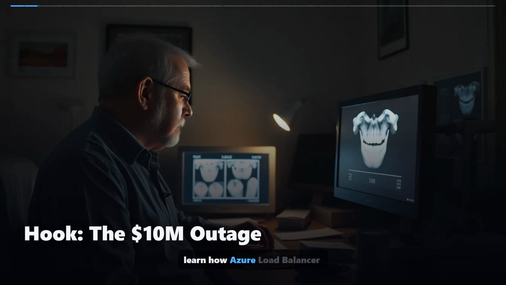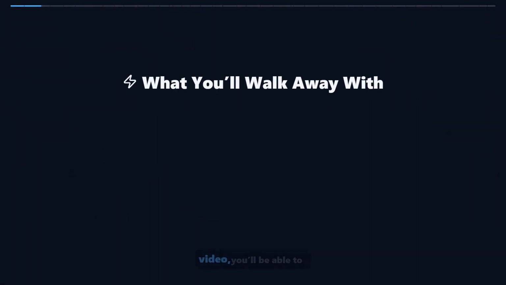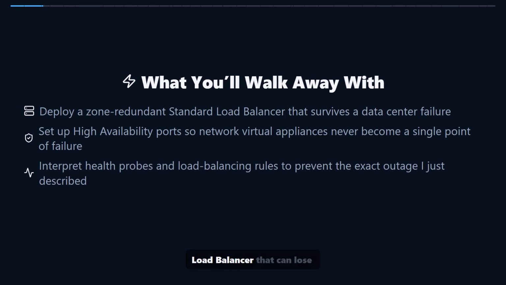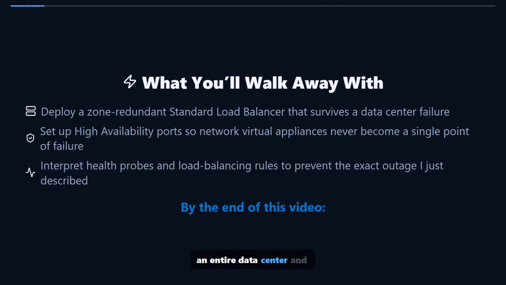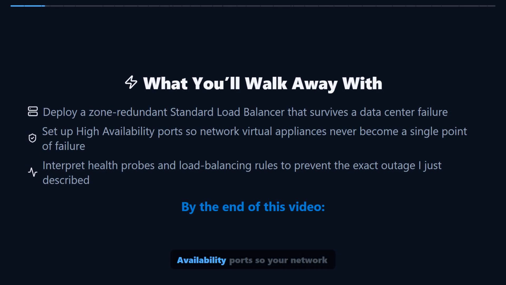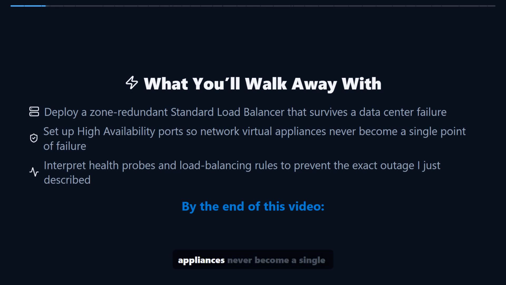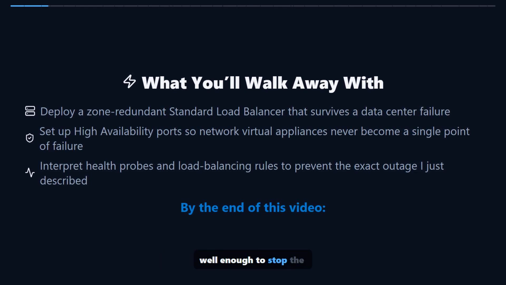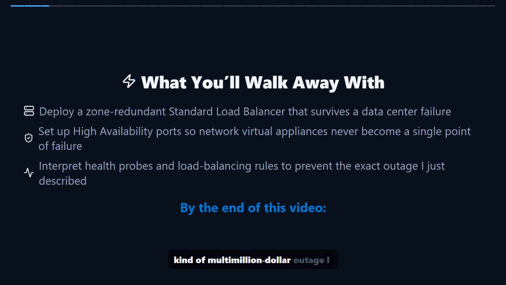Today, you'll learn how Azure Load Balancer prevents that exact scenario while giving your applications the scalability and high availability expected in production environments. By the end of this video, you'll be able to configure a zone-redundant Azure Standard Load Balancer that can lose an entire data center and keep running. Set up high-availability ports so your network appliances never become a single point of failure. And read health probes and load balancing rules well enough to stop the kind of multi-million-dollar outage I just walked you through.